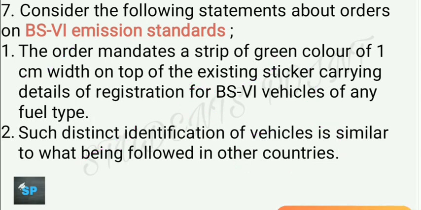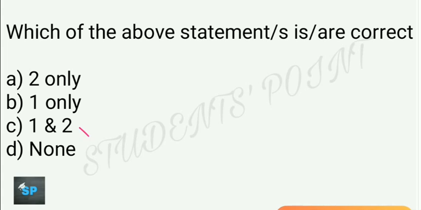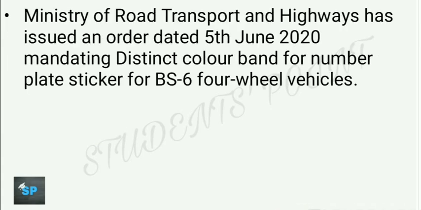now all of the vehicles who have BS6 emission standards, be it running on petrol, be it running on diesel or CNG, all will have a strip of green color of 1 cm width on top of existing sticker. Such distinct identification of vehicles is similar to what is being followed in many other countries. This statement is also correct. Both of these statements are correct again. C is the right answer again now.